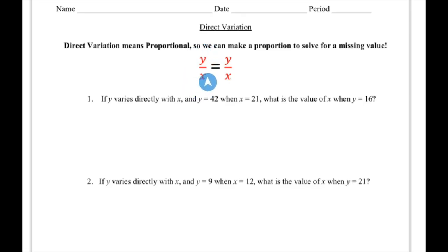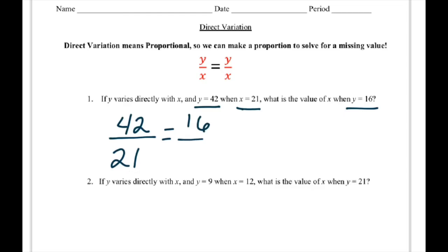So what it says is we need to take our first y value and put it over our x value. So if we look at this example, the first y value is a 42 over our first x value is a 21. And we're going to set that equal to, and then it says it needs the y over the x. So the other y value is a 16 over, what is the value of x? We do not know, so we put the letter x. So to solve a proportion, we do something called cross multiplying.